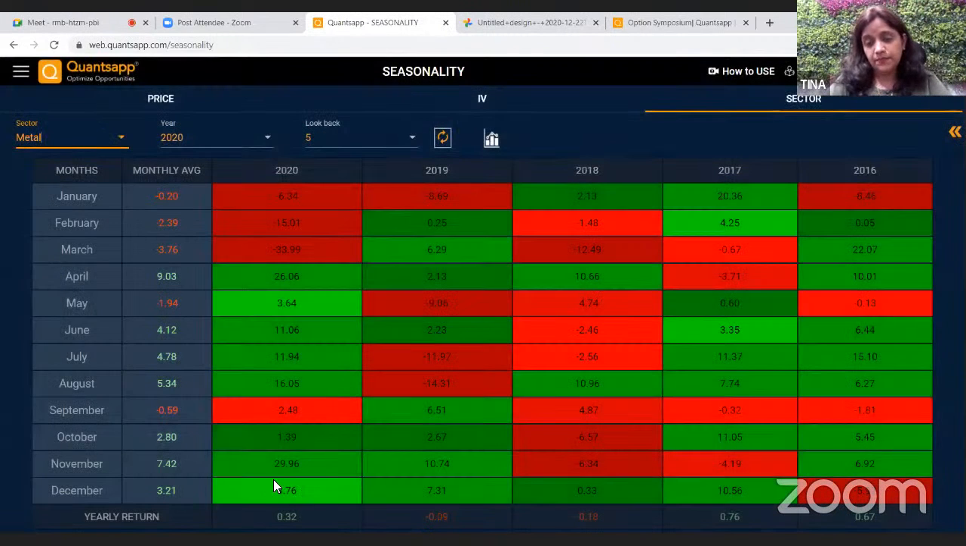So metal normally outperforms in the December month. If you look at consistent Decembers, we see a lot of performance. January is normally the opposite of what we see. So from December to January, ideally the trend normally reverses. You can keep it at the back of your mind; you may not use it as a decision-making tool, but definitely as a filtering tool. Okay.